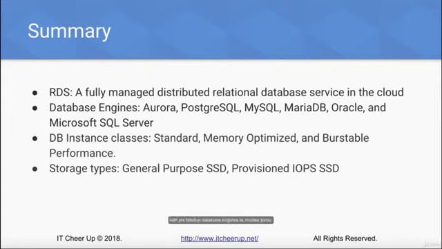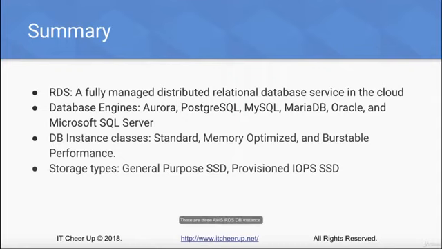RDS provides you with 6 familiar database engines to choose from, including Amazon Aurora, PostgreSQL, MySQL, MariaDB, Oracle, and Microsoft SQL Server. You can use the AWS Database Migration Service to easily migrate or replace your existing database into RDS.